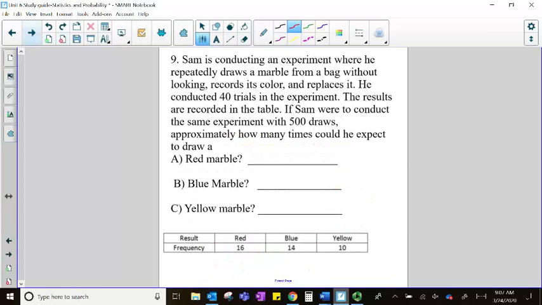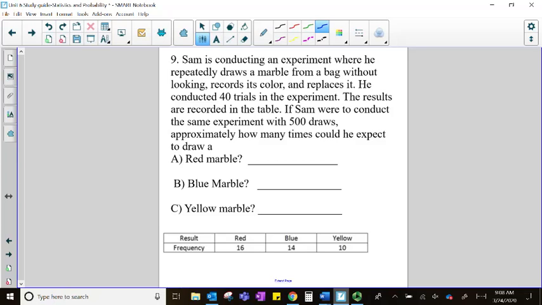All right, number 9. Sam is conducting an experiment where he repeatedly draws a marble from a bag without looking, records its color, and replaces it. He conducted 40 trials in the experiment. The results are recorded in the table. If Sam were to conduct the same experiment with 500 draws, approximately how many times could he expect to draw a red marble? Sort of the same thing as number 8, but we're going to do it 3 different times.